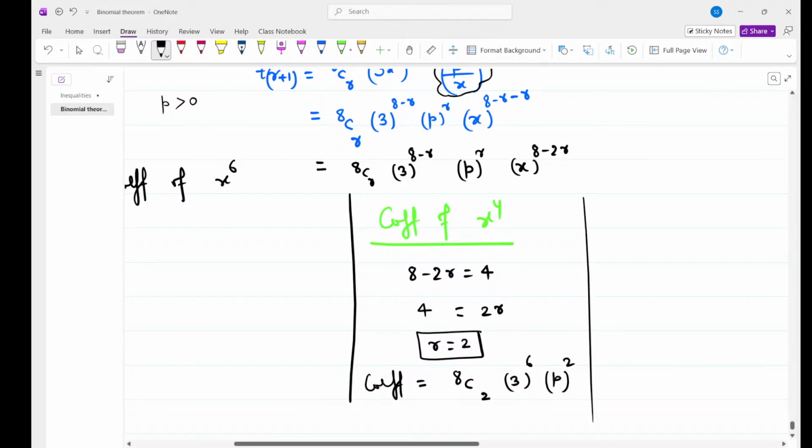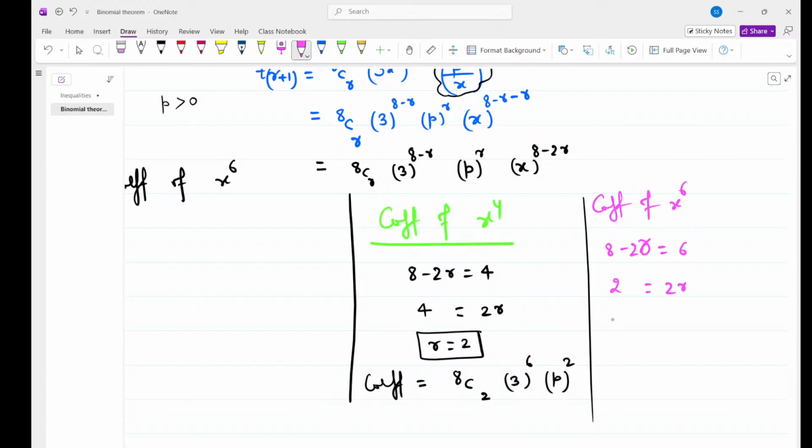Now, similarly, if you want to find the coefficient of x raised to power 6, so 8 minus 2r should be equals to 6. So 8 minus 6, 2 is equals to 2r. So r is equals to 1, and your coefficient should be equals to 8c1, 3 raised to power 7, and p raised to power 1. Are you getting this?